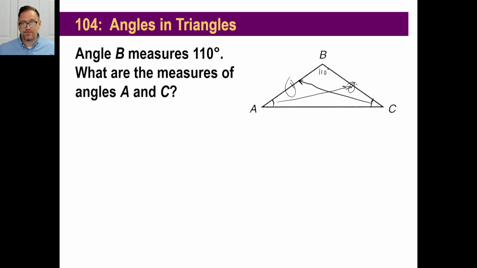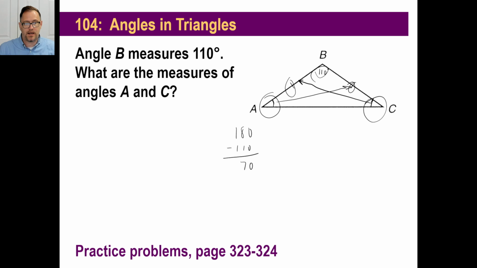So what is left over, since you have 180 degrees total? You've got 110 you've taken care of with this angle right there, right? So you've got 70 degrees left over to spread out between A and C. Since both of them are the same, the answer to both are going to be 70 divided by 2, which is 35 degrees each. There you go. That's your answer.